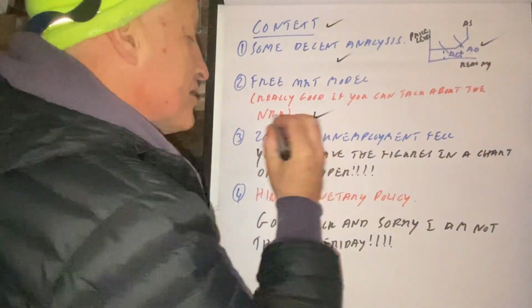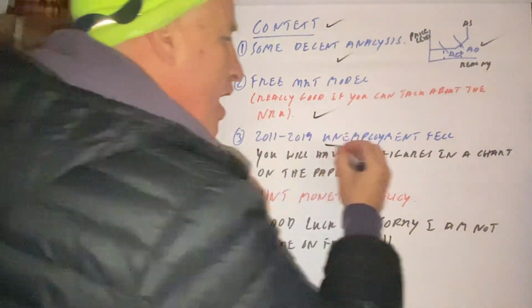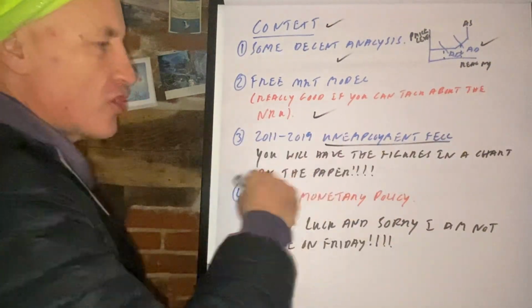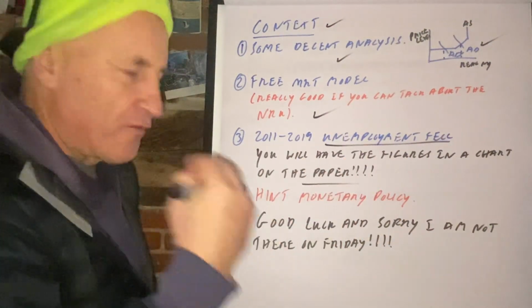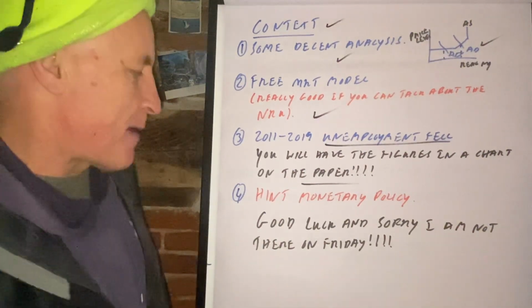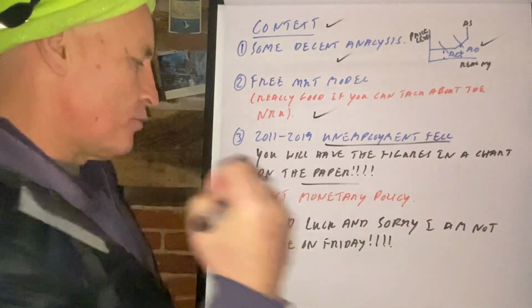Between 2011 and 2019, unemployment fell. You will accept the figures. You would have the figures in a chart on the paper, so you can quote the figures from that chart. Hint: monetary policy was expansionary and fiscal policy was contractionary.